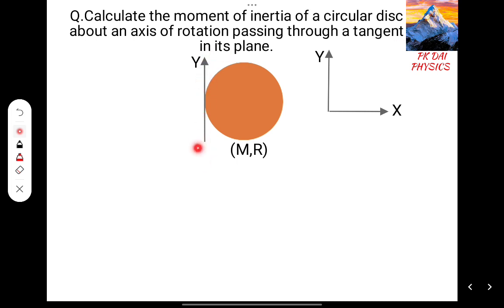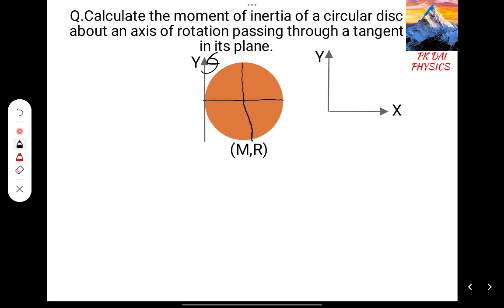But here this axis is a tangent in its plane, so it is parallel to the y-axis, meaning it lies on the xy plane, that is, in the plane of the disk. So here we have to use both the perpendicular axis as well as the parallel axis theorem. Now let us see. You can imagine the disk is rotating about this axis. Now see here, you can draw two diameters.